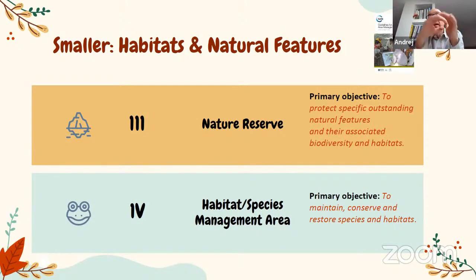And category 4, which often suits very well the definition or the understanding of the Natura 2000 sites, but there are also areas which require specific human activities or measures to support certain species or certain habitats. So this is the next slide, please.